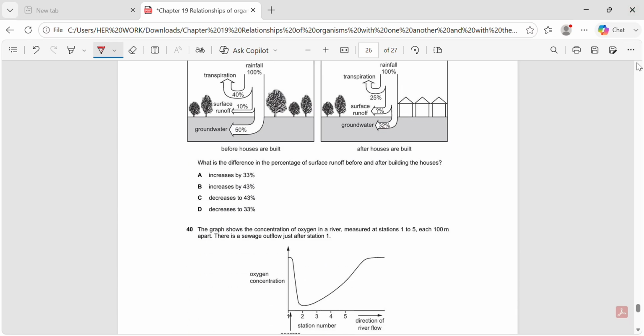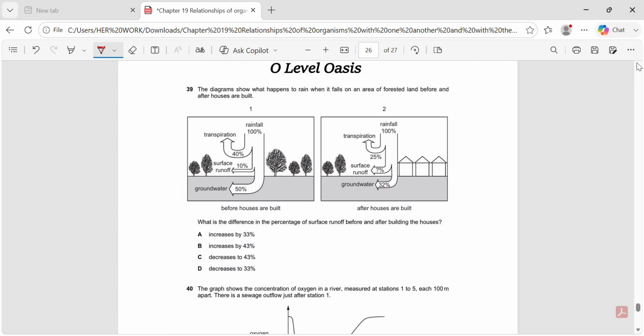We have another question. This question shows what happens to rain when it falls on forested land before and after houses are built. It asks, what is the difference in the percentage of surface runoff before and after building the houses? Before the houses were built, surface runoff was 10%.